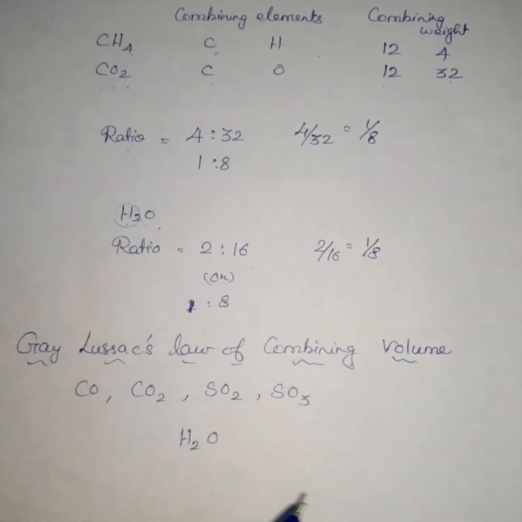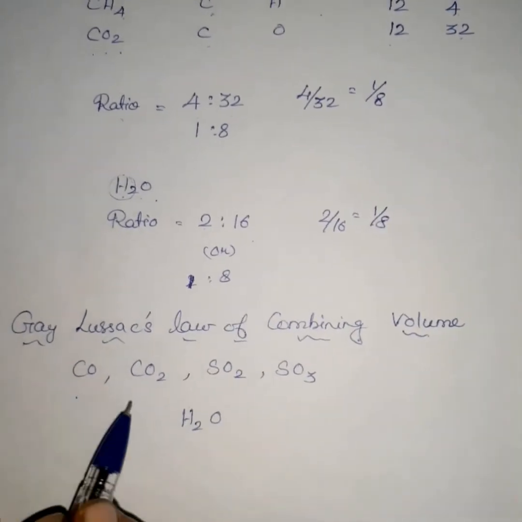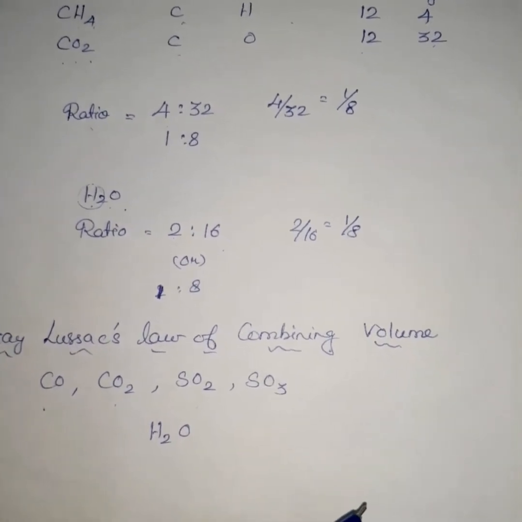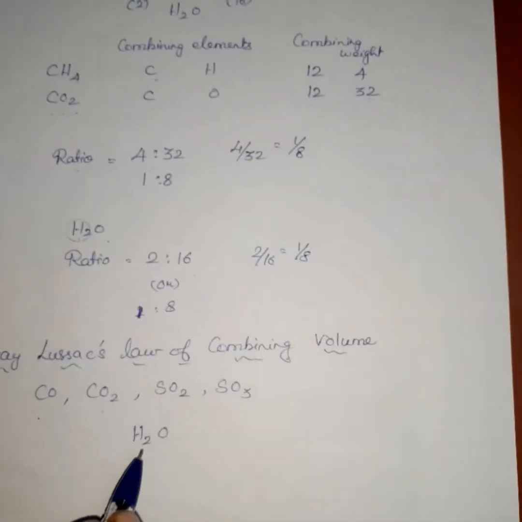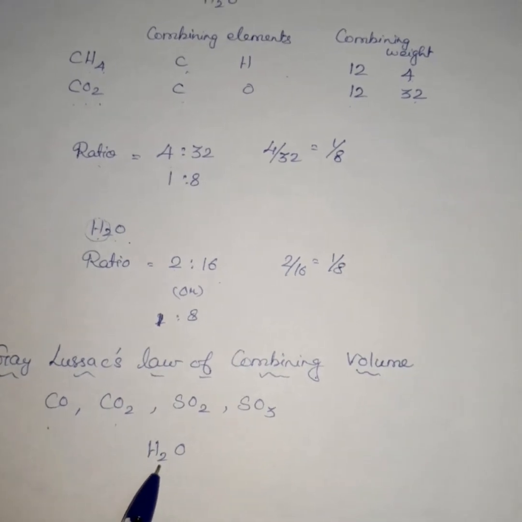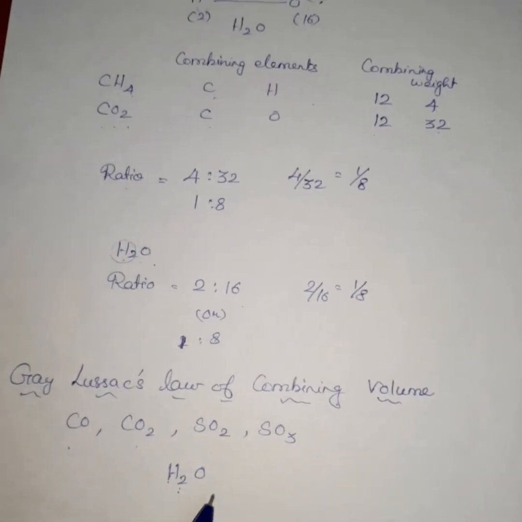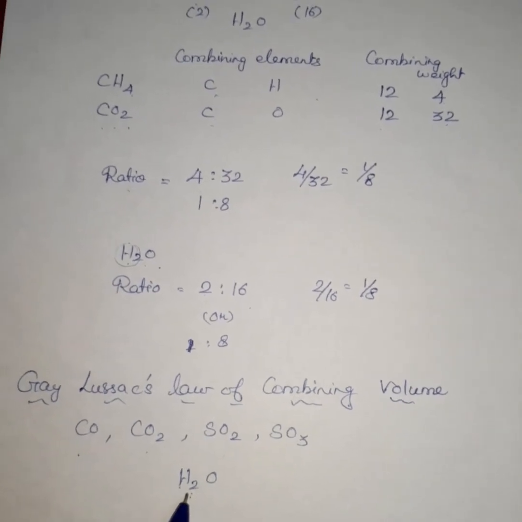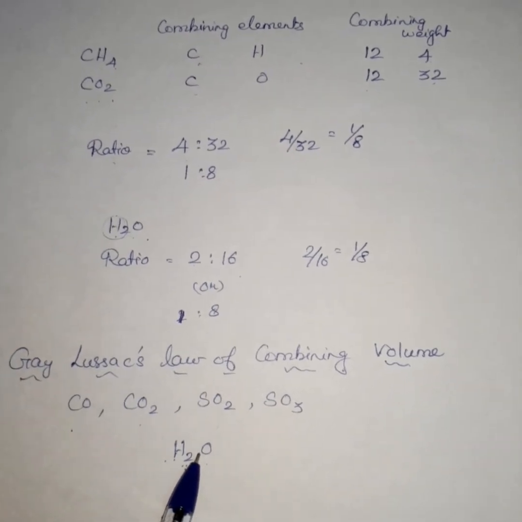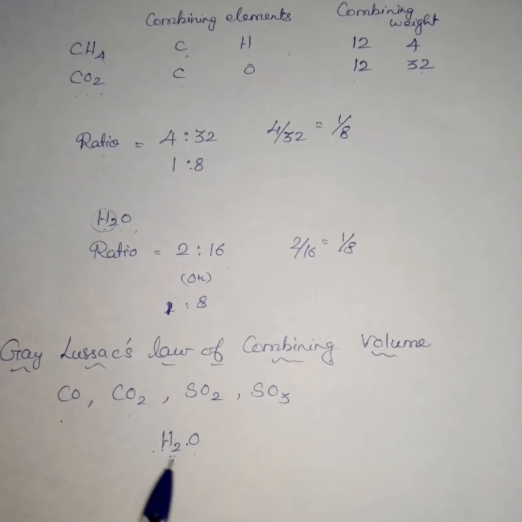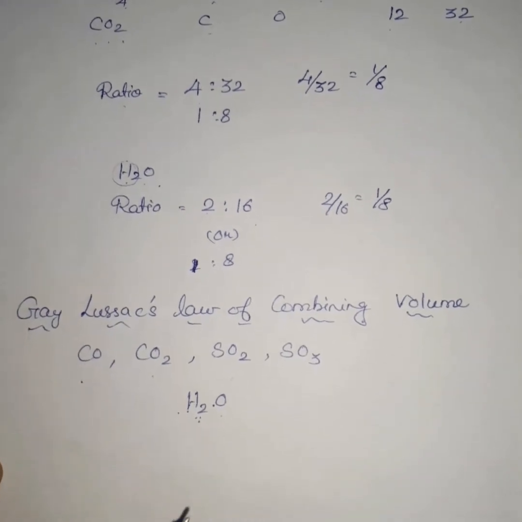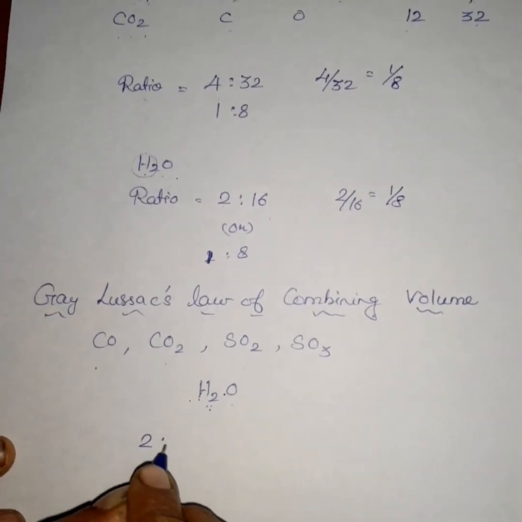Okay. Here carbon monoxide, CO, carbon dioxide, sulfur dioxide and sulfur trioxide. These are gaseous matter. Okay. So 2 volumes of hydrogen react with 1 volume of oxygen to form 2 volumes of water. Okay, 2 volumes of water. So what is the ratio? The ratio of the volumes of the gases is 2 is to 1 is to 2.